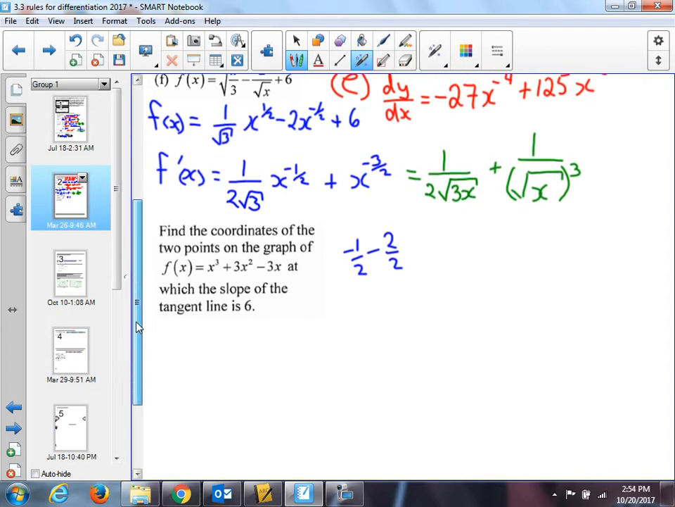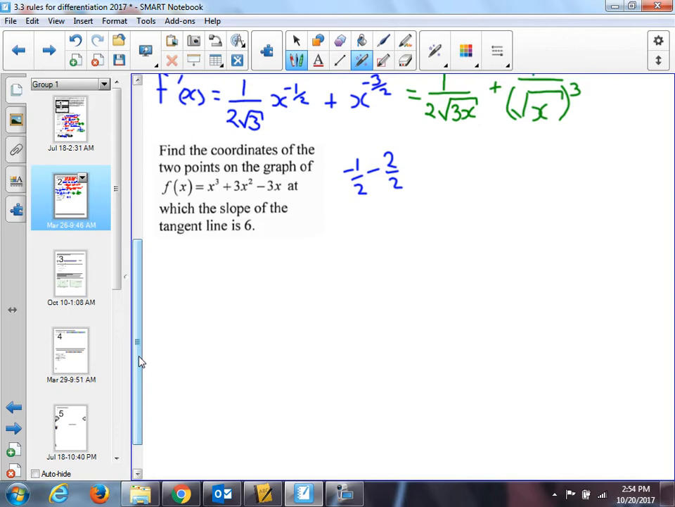Good gravy. Now what? Find the coordinates of 2 points on the graph. We're given a function. It's a polynomial. Is it quadratic? It's cubic, okay. At which the slope of the tangent line is 6, so I'm telling you what the slope of the tangent line is. Isn't this way easier, by the way, than doing the limit of h approaching 0? Yes. But if you're ever asked to use the definition of the limit, you will.